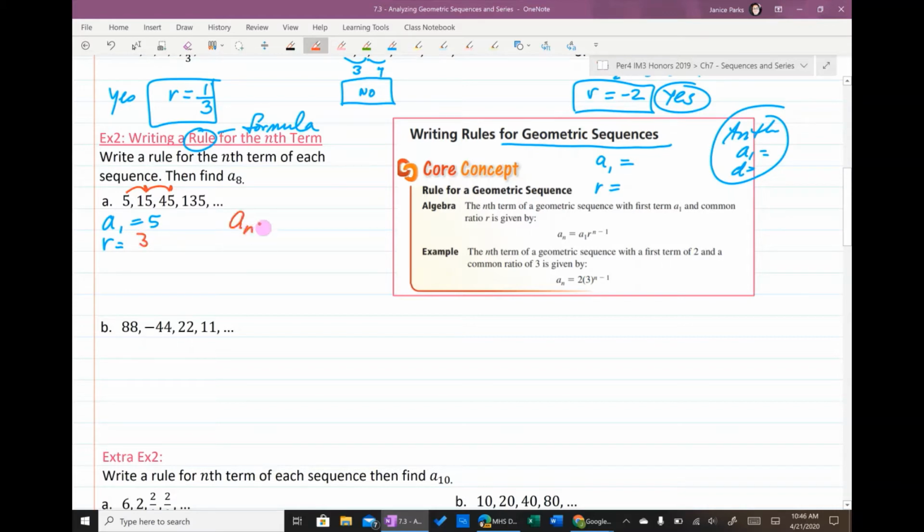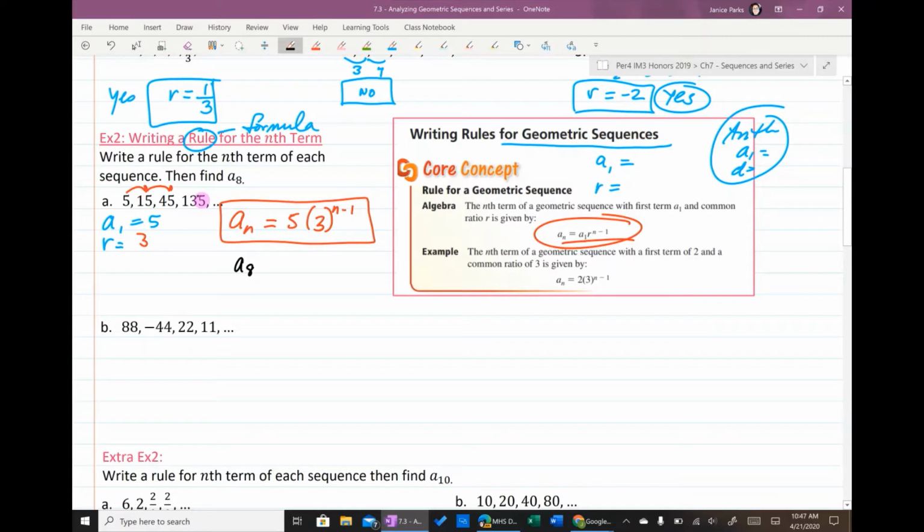The rule is a sub n. I know I say an, but it's a sub n. It's the first term times the common ratio to the n minus 1 power. There's nothing else that you need to do. As soon as you have these two values, you just put them into the formula. You don't have to work anything out, and then you're done. For the 8th term, you can plug 8 here, or you can just keep multiplying until you get to the 8th term.